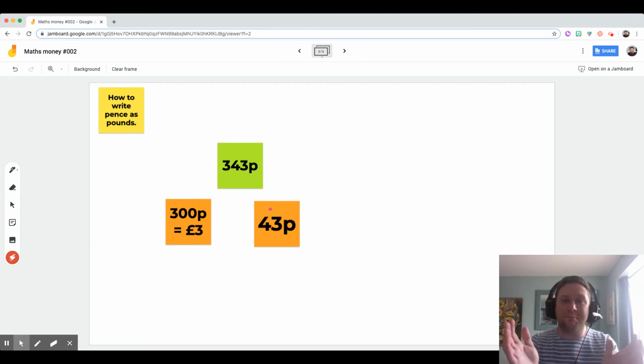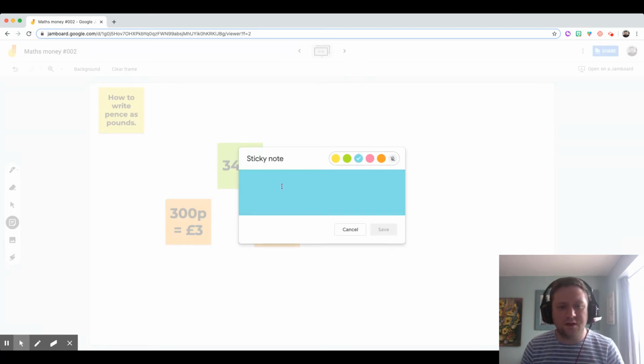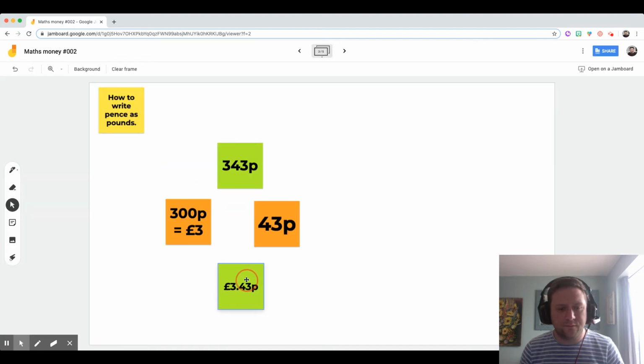Now I'm going to put them back together using that decimal point. So I've got a pound sign to show that I'm talking in pounds, and I've got 3, decimal point to show that I'm no longer talking about pounds and I'm going to be showing the pence, and I've got 43p.